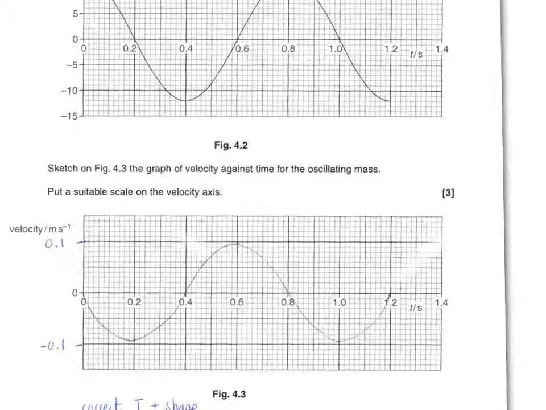The gradient here at the trough and also at the peak are going to be 0, which give you the points where you cross the axis. You're asked to put a suitable scale on the velocity axis, and you have previously worked out the maximum velocity as 0.094 meters per second. So here you need to put a value on the y-axis and make sure your graph corresponds.